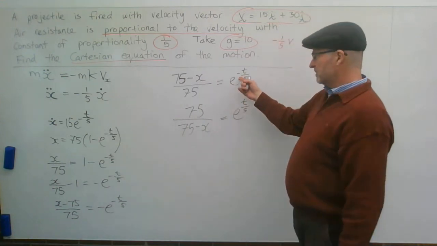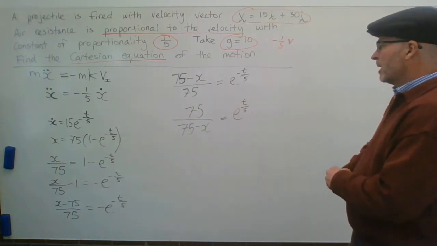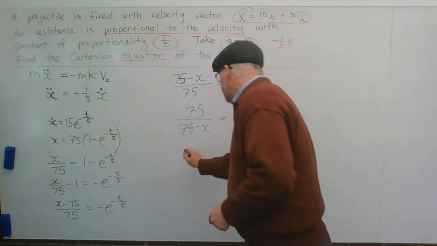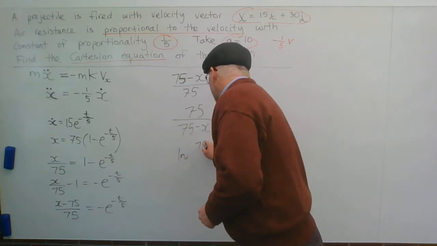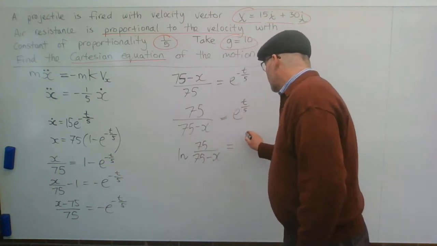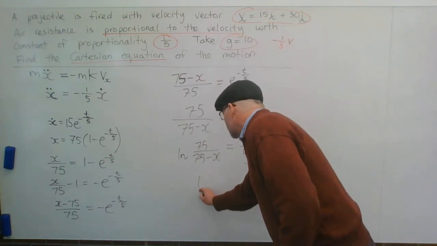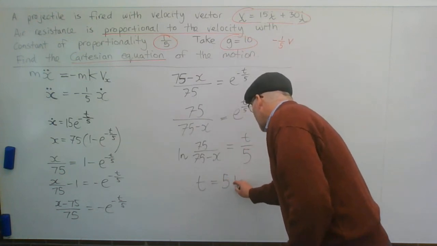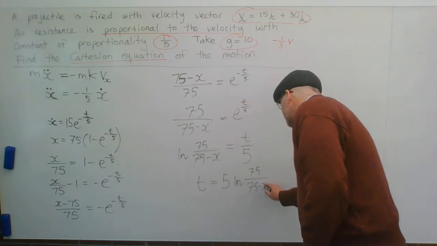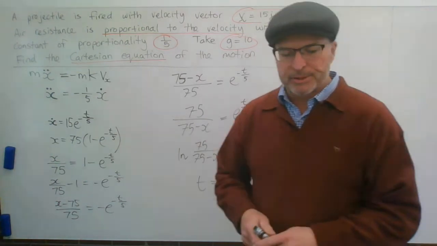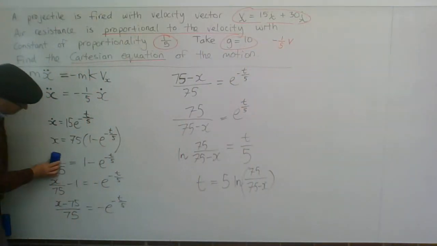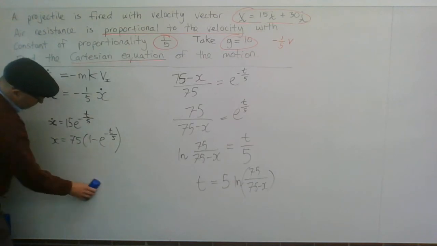So I just took the inverse to get rid of that minus. Now I can easily see what t would be. Take the log of both sides. Natural log of 75 on 75 minus x is equal to t on 5. So t is equal to 5 natural log of 75 on 75 minus x. So I'll be able to use that in some way later on. I'll just erase this and pop that there for use later on.